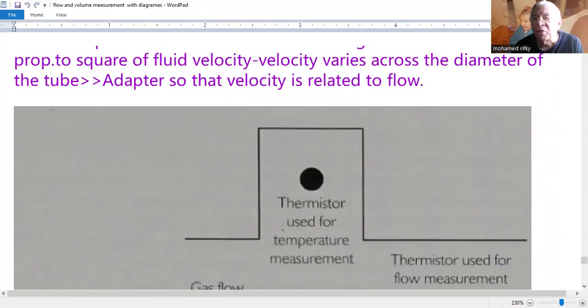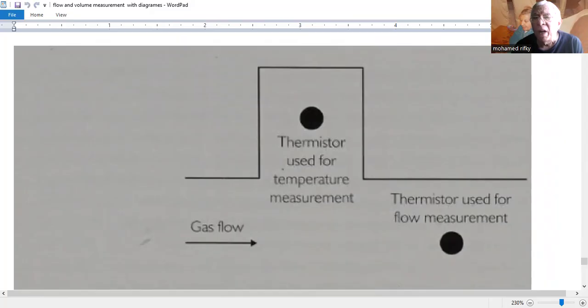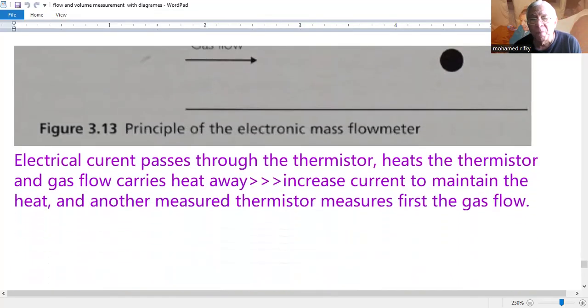This is the electronic mass flow meter. All these are measurements of flow, especially when you have a gas flow going through, and we have a thermistor. This thermistor is electrified to create heat. If you have two, the first one measures the temperature of the flow gas going through, and then this one measures how much. Of course, when the gas goes through, it takes heat. So this one measures how much electrical current is needed to regain the temperature of the thermistor after the gas has taken heat from it.